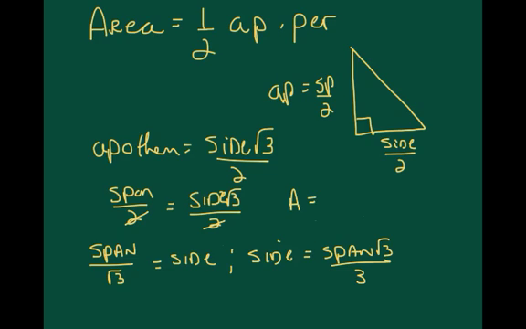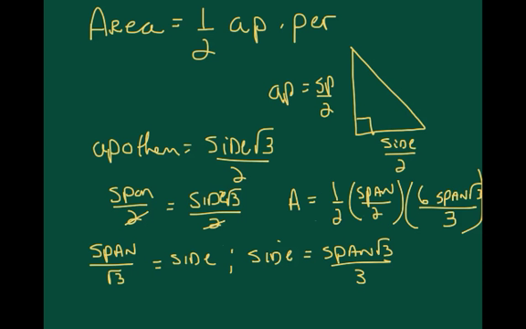Area equals 1/2 apothem, which we now call span over 2, times the perimeter. And the perimeter will be 6 times the side, and our side is now being expressed as span root 3 over 3. All right, let's simplify all this and see what we get. We get an area formula. I'll put it up here in the corner. Area equals span squared root 3 over 2.